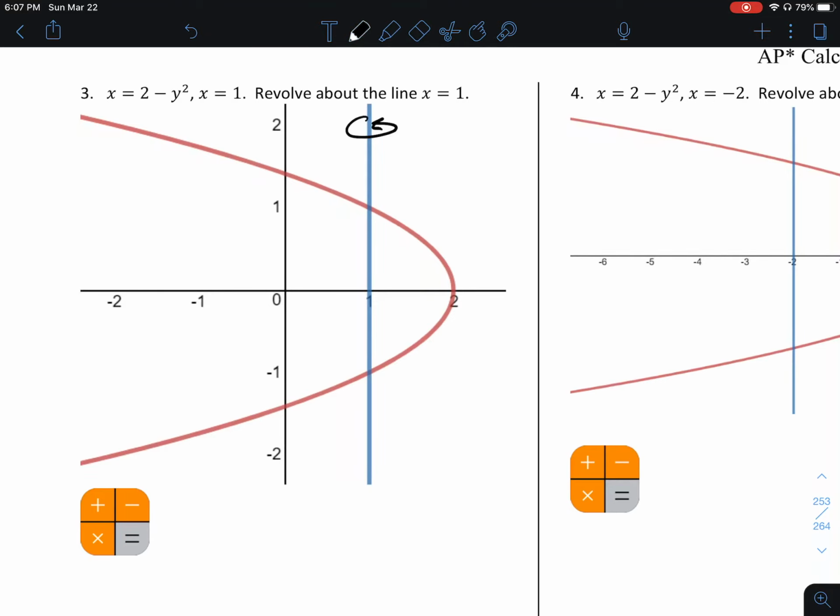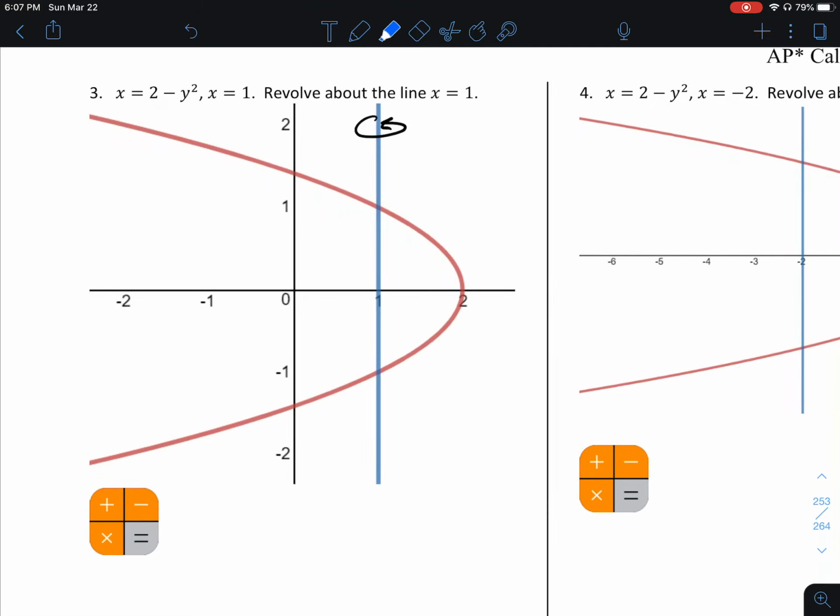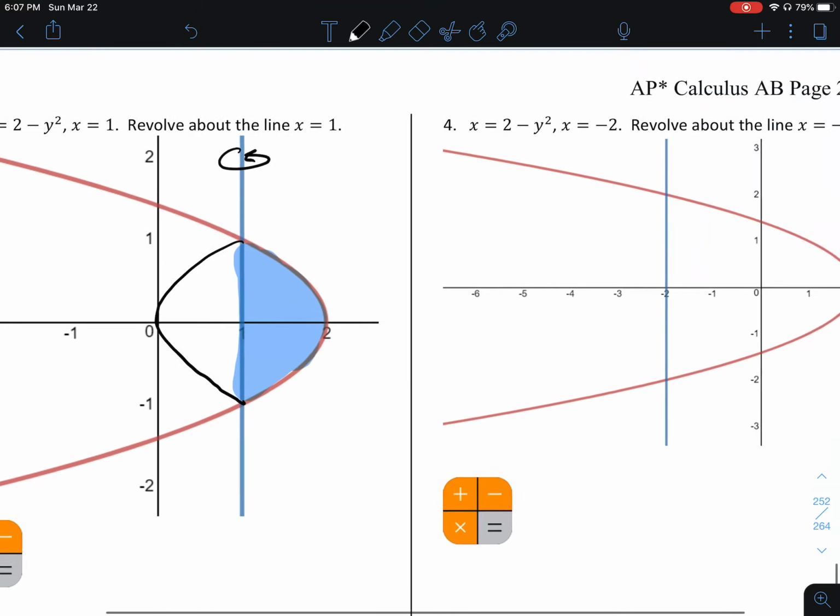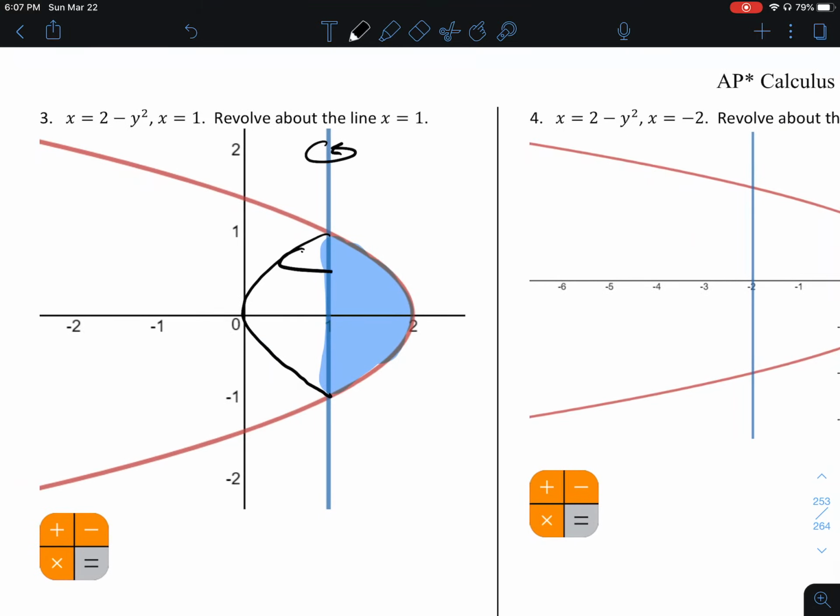So we're going to take this right here and revolve it around. If we do that, we're going to end up with this in a 2D space. It looks like that. In a 3D space, we've got a bunch of circles in here.